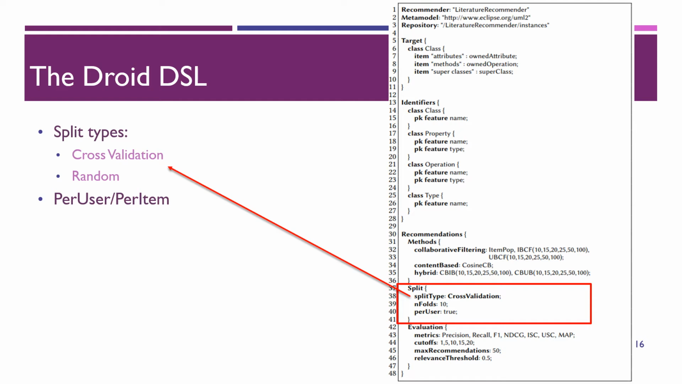From line 37 to 40, the split configuration for data is defined. Split types cross-validation and random are allowed, as well as defining if the data will be split by user or by item available.